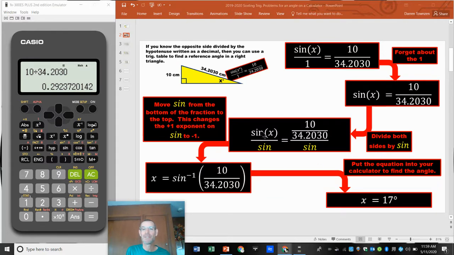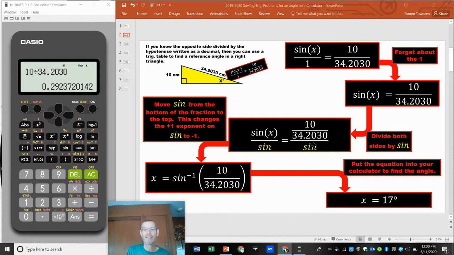So here I have the sine of x divided by sine, and here I have my fraction for my opposite over my hypotenuse, and I'm dividing that by sine. So I divided both sides of the equation by sine. And you can see in the next box, the only thing left on the left-hand side of the equation is x. And that's what I wanted. I wanted to solve for x. The math that makes this happen is I divided by sine.